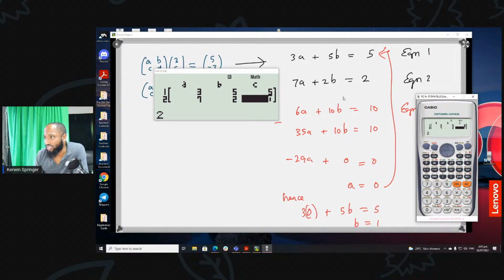So I put in all the coefficients there in order, like in a matrix. And then I press equal. X is 0, y is 1. X in this case is a, y is b. So you get the two values here.